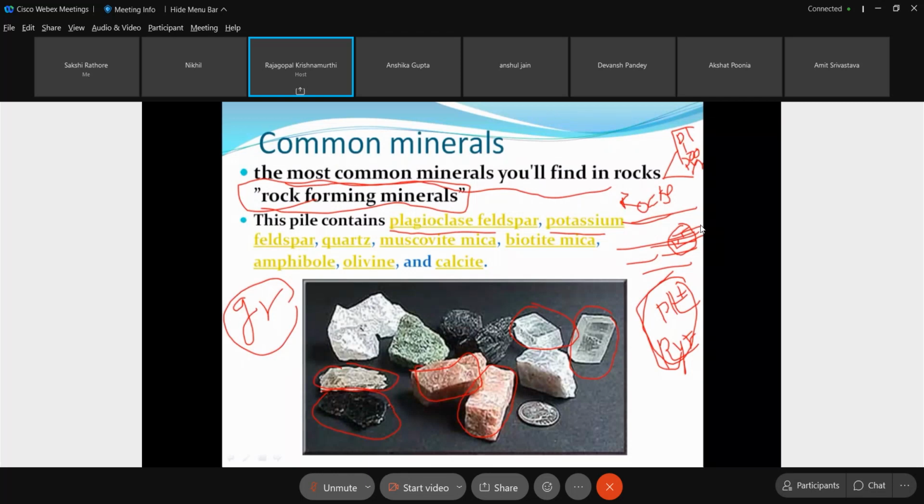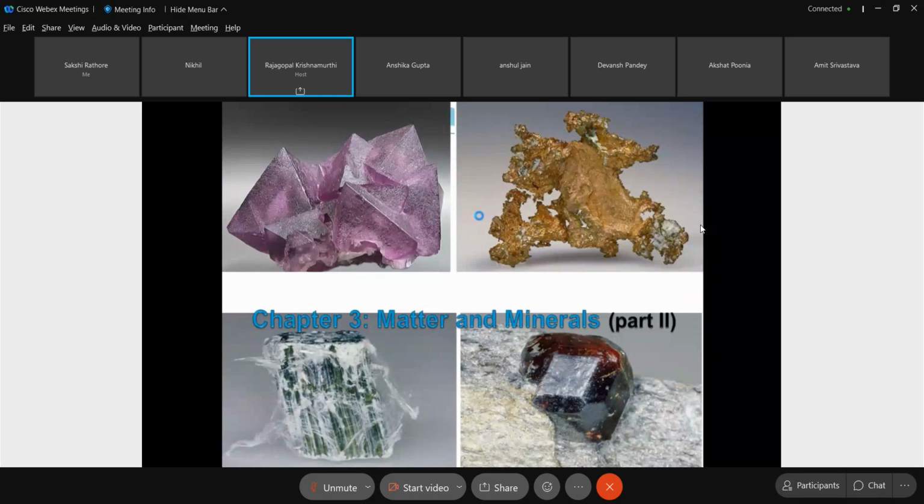Good, very good. Let me go to the next slide, please. Okay, are you seeing the new slide now? Yes, sir. What are you seeing now? Amit Srivastava. Can I talk to Anubhav? Anubhav, what are you seeing? Let me note down Amit Srivastava.